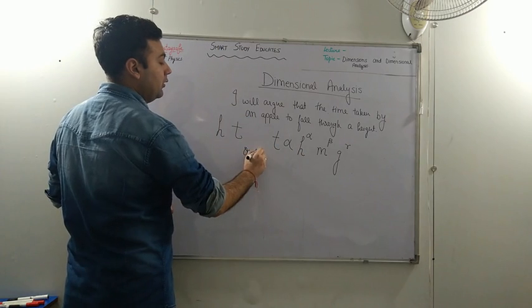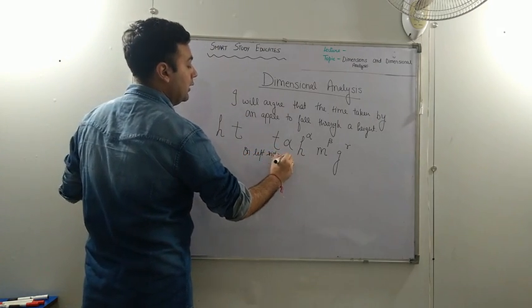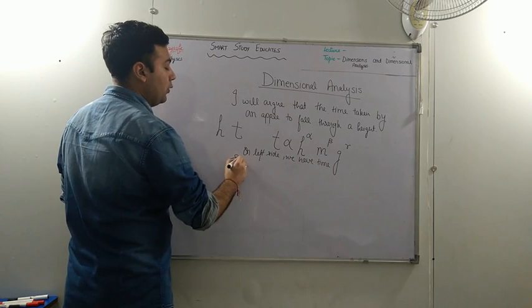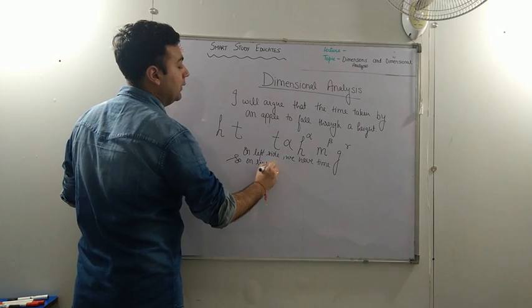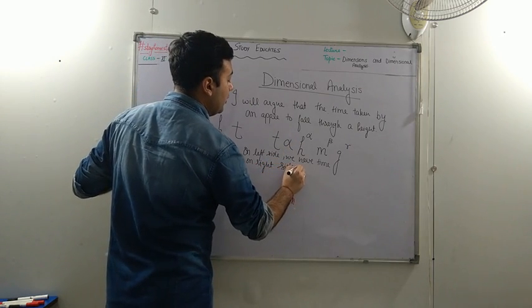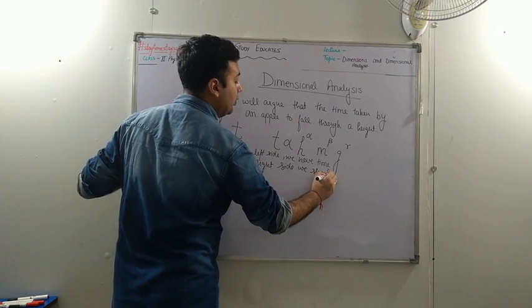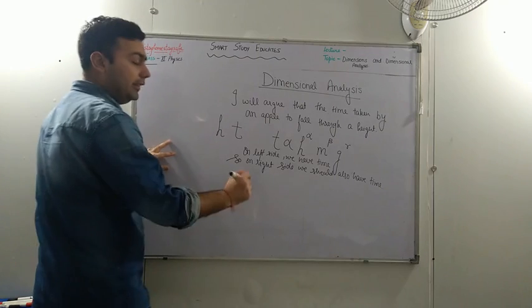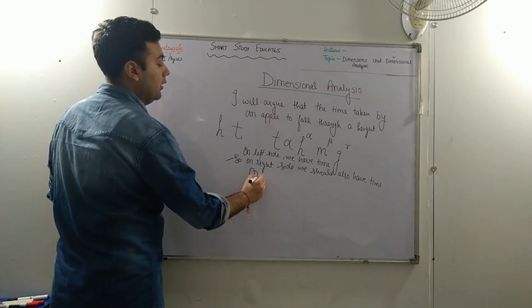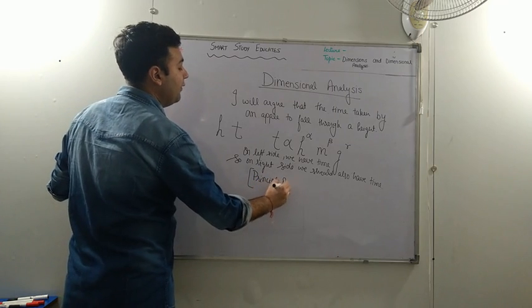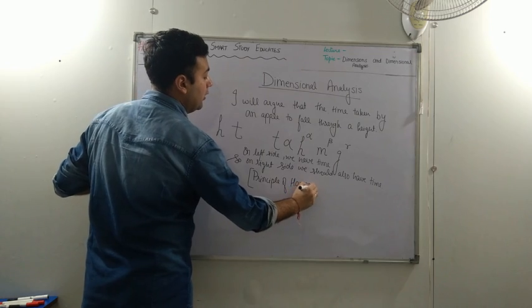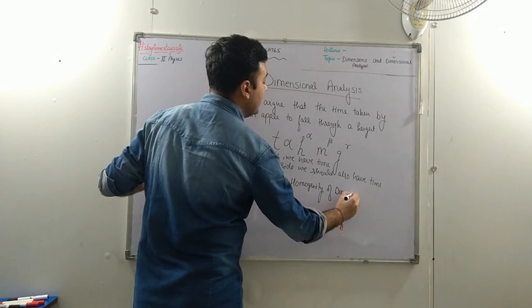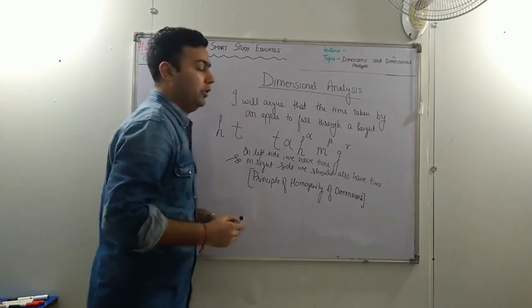On the left side we have time. So on the right side of the relation we should also have time. And this principle in physics is called the principle of homogeneity of dimensions. It means on both sides of the relation the dimensions must be the same.